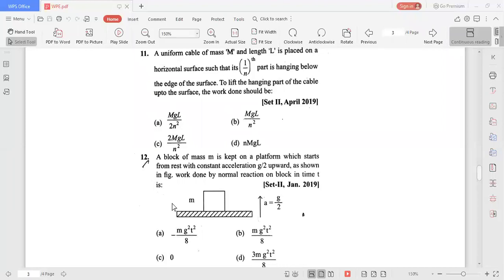To lift the hanging part onto the table, what is the work done? That is the question. Okay, I think it is already there in the concepts only.